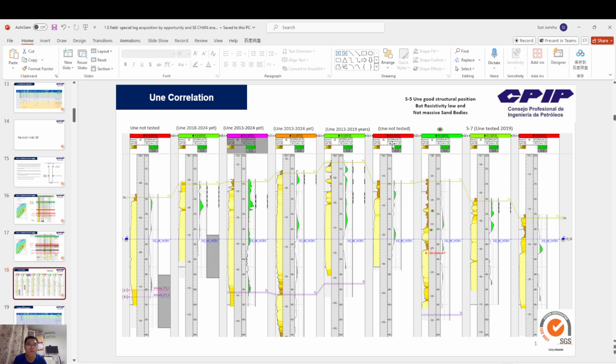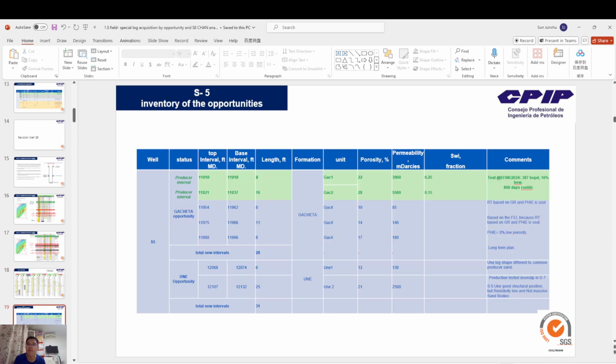S6, the Uni was not tested. This is the S5. S7, Uni tested in 2019. So S5, inventory of the opportunity. The upper Gajita 1 is the current producing interval. Latest production 387 barrels per day with 16% BSW.